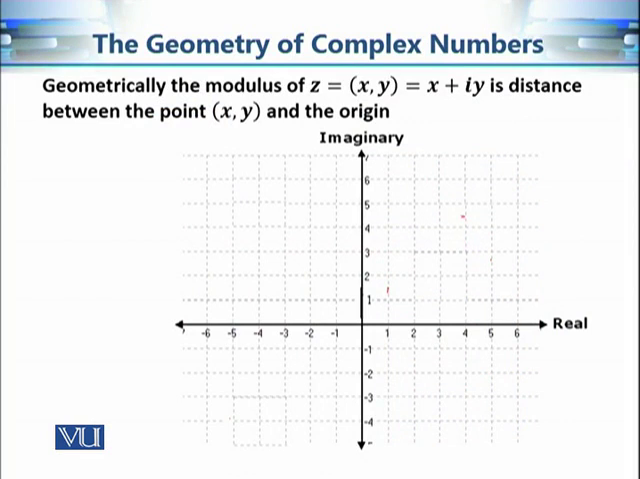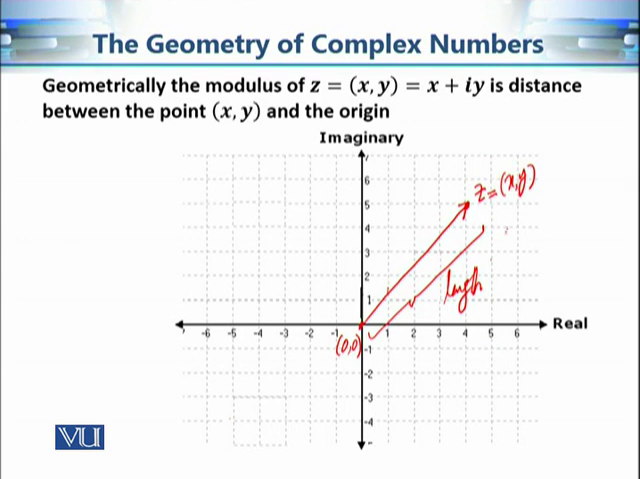Now once again, we use this vector representation of a complex number. So if I have this complex number z, which is equal to (x, y), then we have the following associated vector, with tail at the origin and head at (x, y). Now geometrically we say that the modulus of a complex number is the length of this vector. And how to calculate the length of this vector?